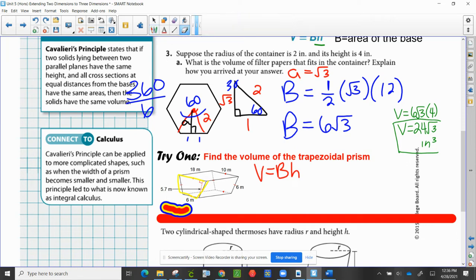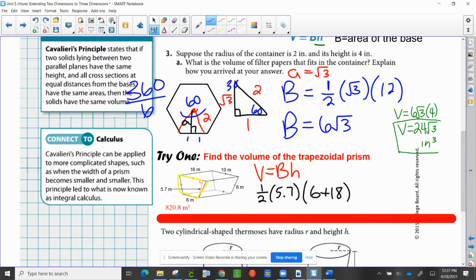All right. So the answer you should have gotten was 820.8 meters cubed. Now, if you have something close to that, we're good. Remember, to find the area of a trapezoid, we would take 1/2 our height times the sum of our bases. So 1/2 of 5.7, times that by the sum of our bases, so 6 plus 18. There's your area of your base, times that by the height. Now remember, the height is always the distance that connects your two parallel bases. So in this picture, our height was 18. So that's how you would get 820.8.